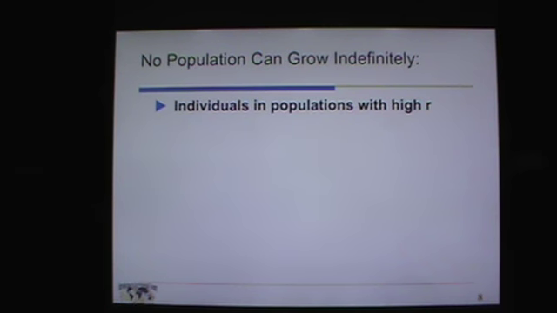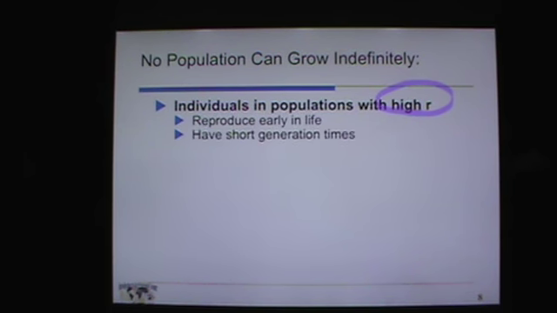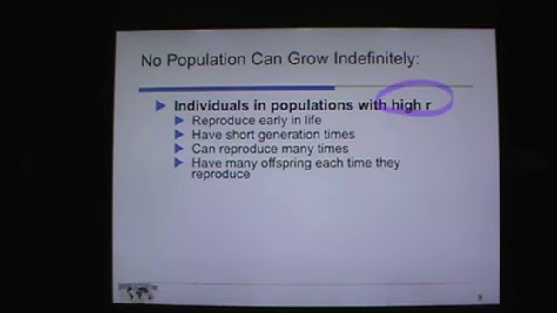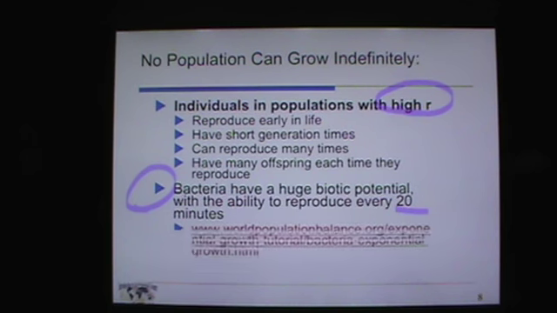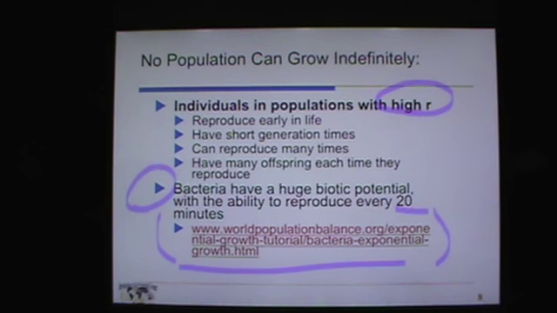Individuals in populations with a high intrinsic rate of increase, or high R's, reproduce early in life, like bacteria, every minute. They have very short generation times, can reproduce many times, and have many offspring each time they reproduce. Bacteria have that huge biotic potential, and this is every 20 minutes, well, in the example I gave, just for graphing purposes, every minute. This is one of the assignments. I've got more on it later in this lecture. Go to the worldpopulationbalance.org website, and there are some interesting exercises to be done there.